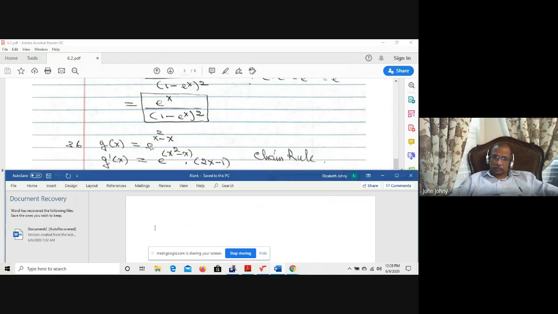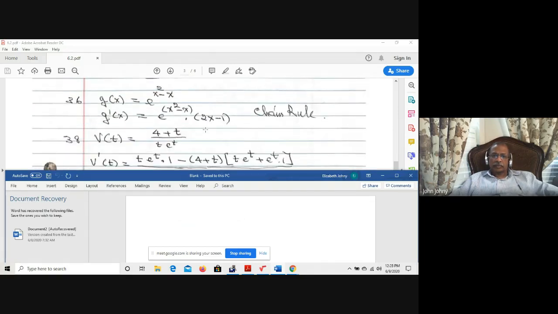So the derivative of e to the x squared minus x is e to the x squared minus x. Multiply that by the derivative of x squared minus x. That is the answer.